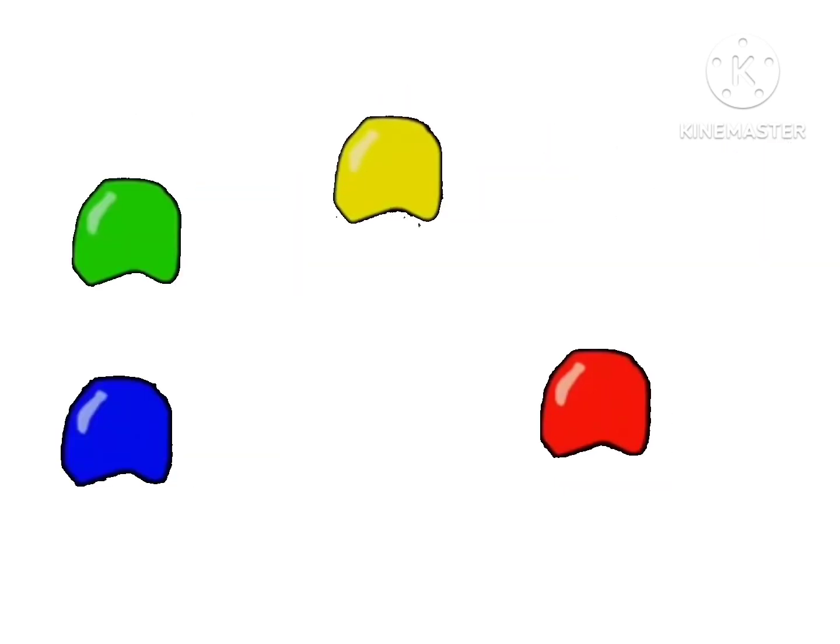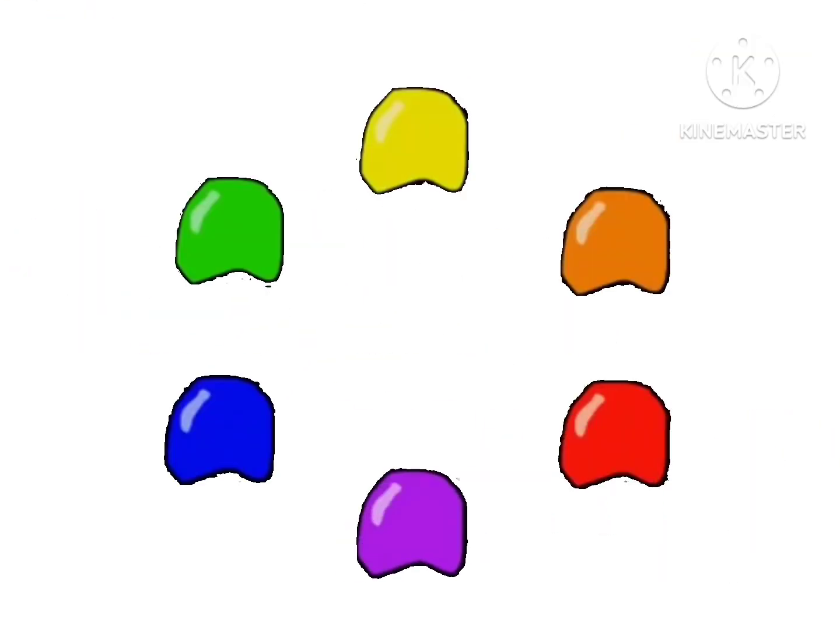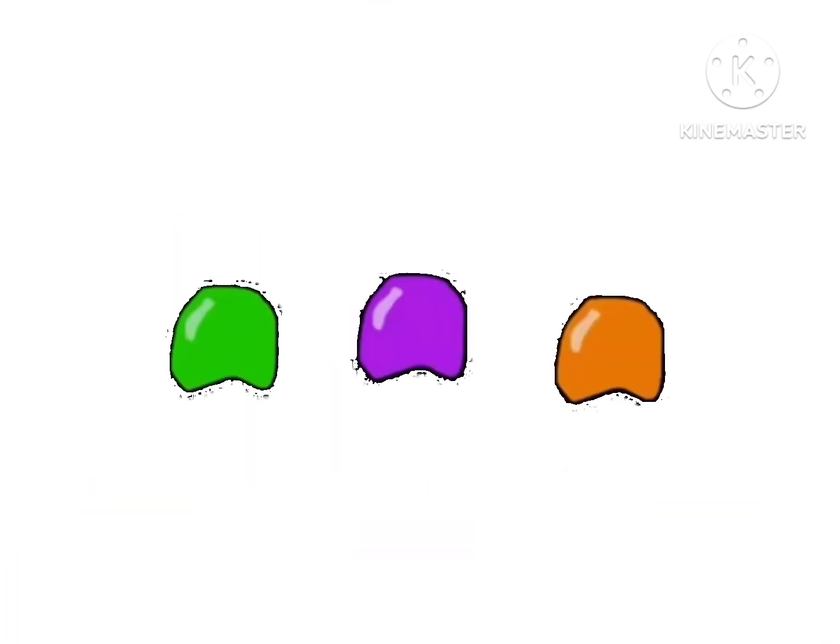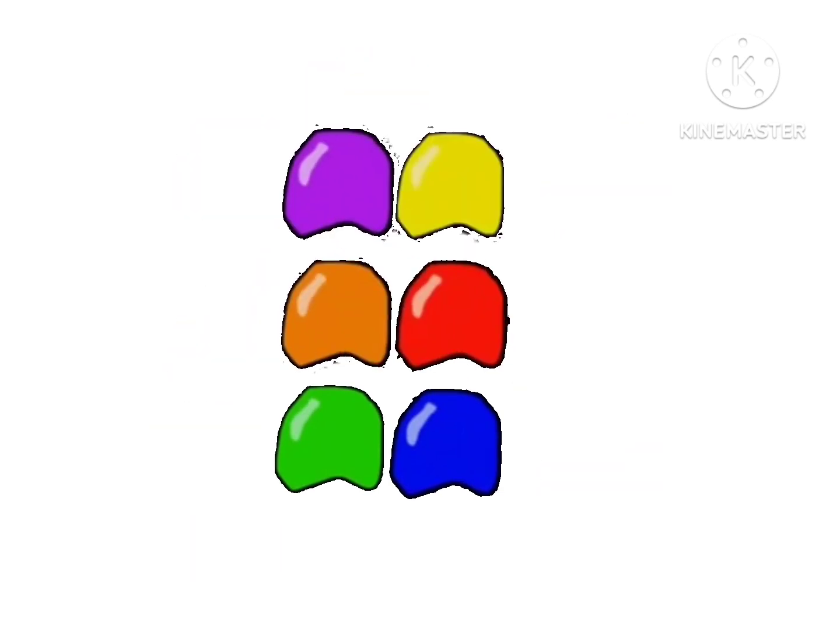Green, that's 4. Yellow and red make orange. Orange, that's 5. And red and blue make purple. Purple, that's 6. Here are the secondaries. All 6 of them. Green and blue, orange and red, and purple and yellow.